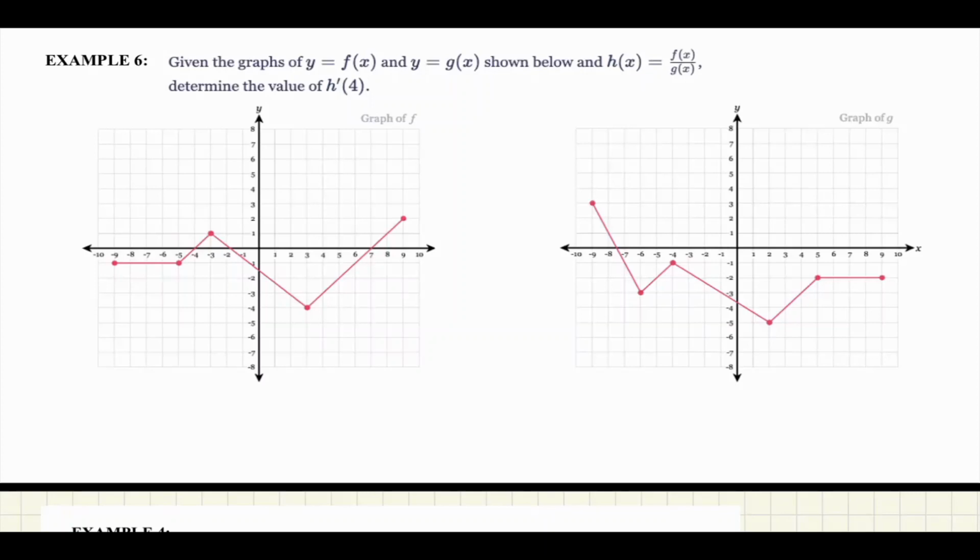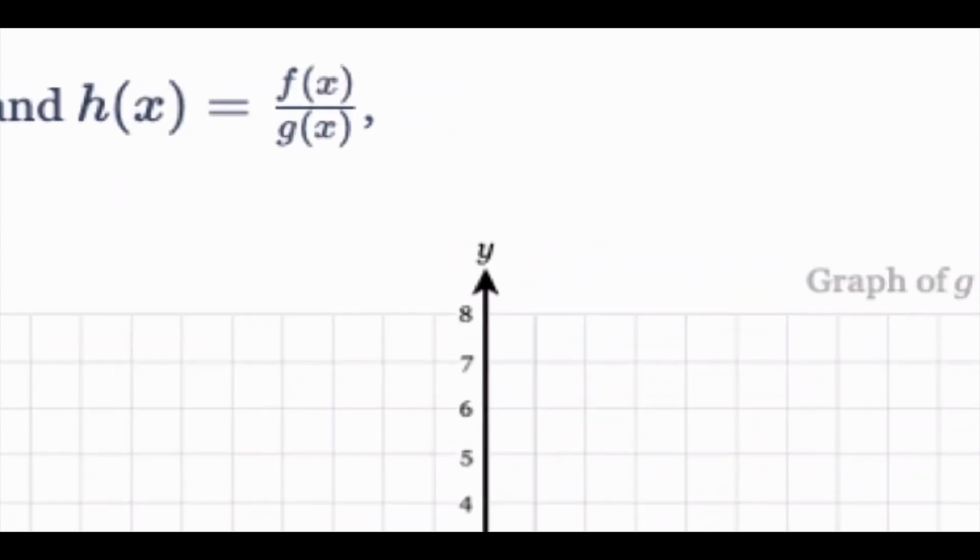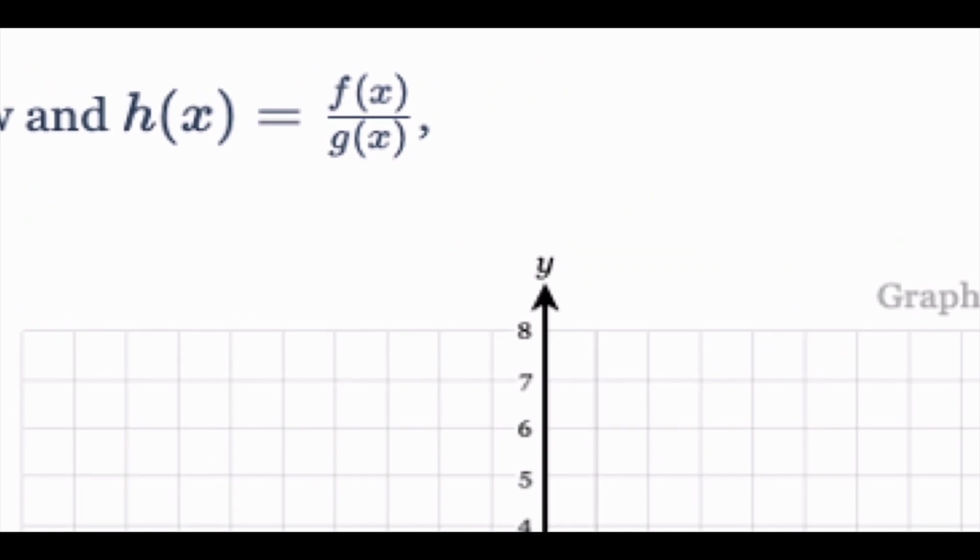Okay, so yesterday we were finding derivatives when they gave us a table. The last thing we're going to do is find derivatives when they give us a graph. So they give us f of x and g of x, and then they want us to find h prime of 4. So h of x is f divided by g.